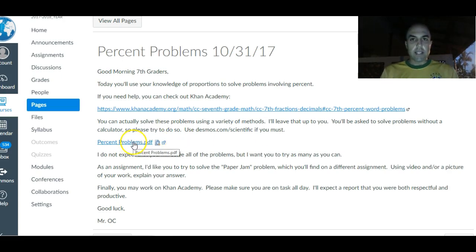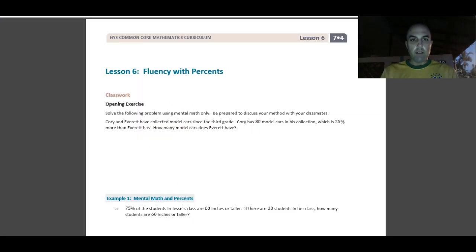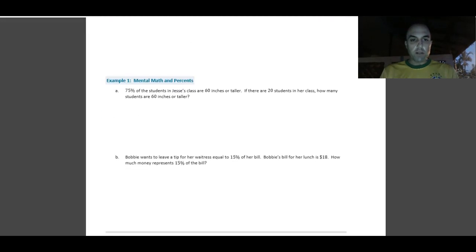So here's the link to the PDF. And this PDF you can find right here. It looks like this. It says Fluency with Percents. It asks you to solve the first problem using mental math. I honestly think that you can do these mental math. But if you need to, you don't have to. And then you'll see some more mental math problems.